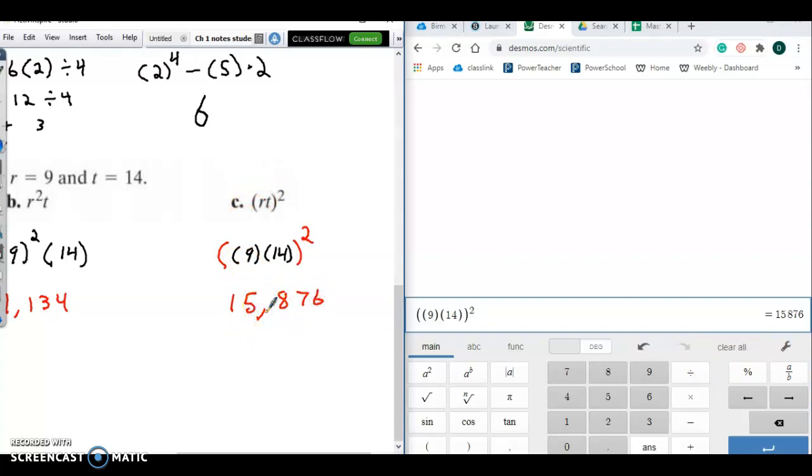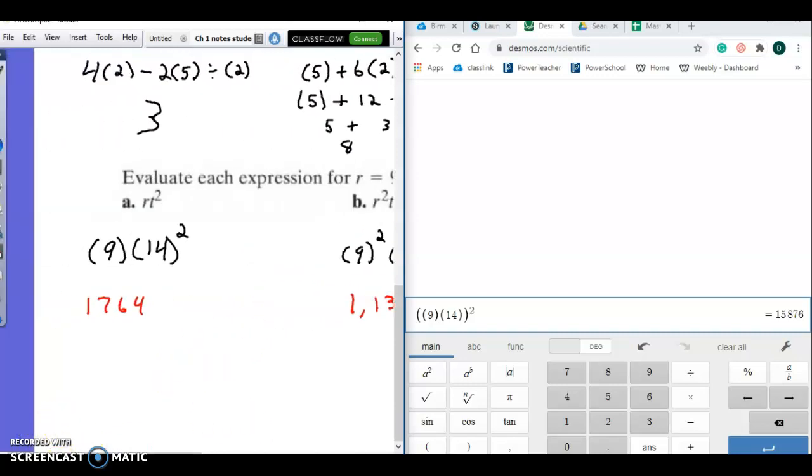All right, so important. What you are typing into your calculator is very important. You need to make sure that we're typing it in correctly so that we can get those answers done.